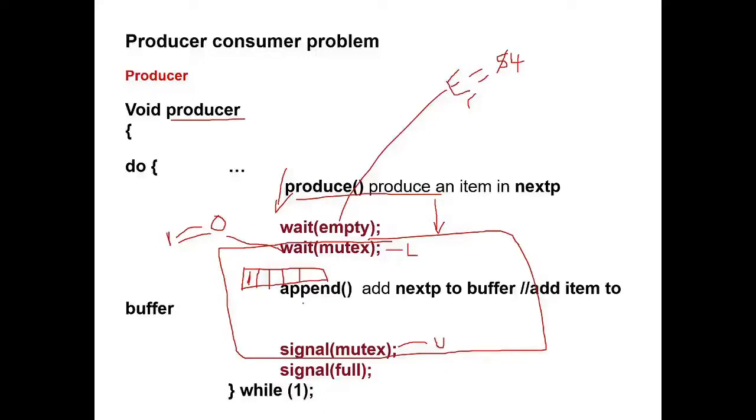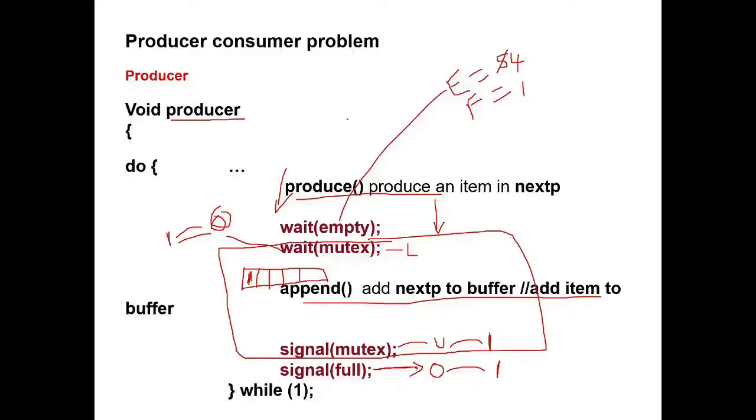It adds the data to the buffer, and then after adding, it is going to execute signal of mutex, which was locked here. Signal is always going to increment the value. So mutex from 0 is going to become 1. And the full variable is used with signal. This keeps track of how many slots are full. Earlier it is initialized to 0. Now after incrementing it becomes 1. That means one slot is full. So there are 4 empty slots and 1 full slot.